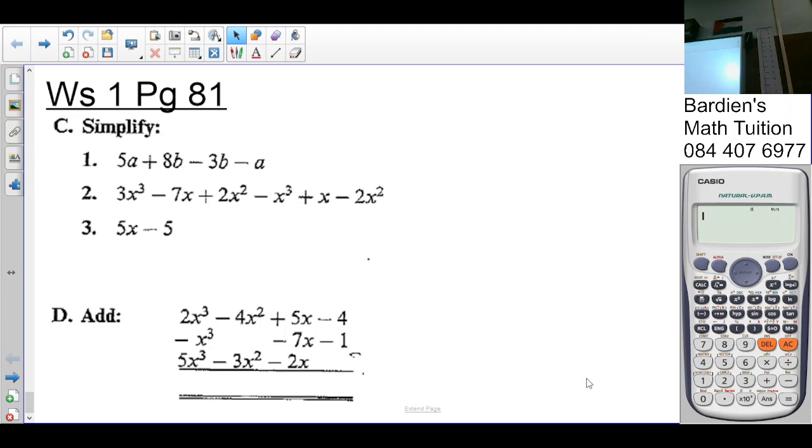Number 1. C, number 1. 4a? That's 5. We all agree with that? We group like terms here, no? 5a minus 1a is 4a. 8b minus 3b is 5b. Okay. The next one?